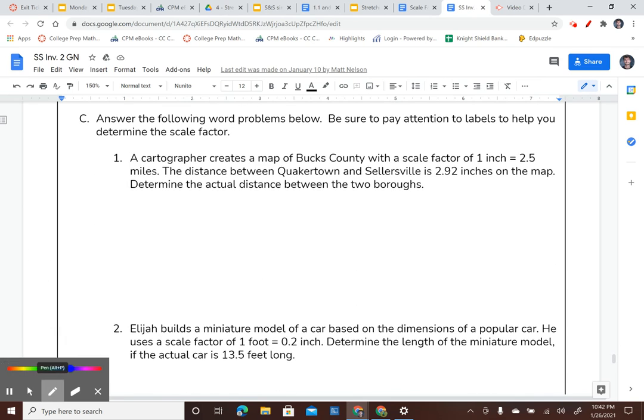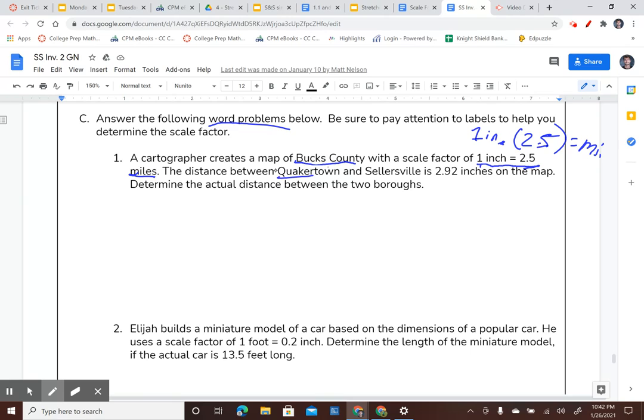And now we're looking at C here. So now these are word problems. We see where this would apply in real life. And so here we're looking at a map. And the map is of Bucks County. It has a scale factor of 1 inch equals 2.5 miles. So right now this is telling me that if it gives me the inches, I'm going to multiply that by 2.5 to find my miles. Okay, so it's 1 inch multiplied by 2.5. That's going to give me my miles.